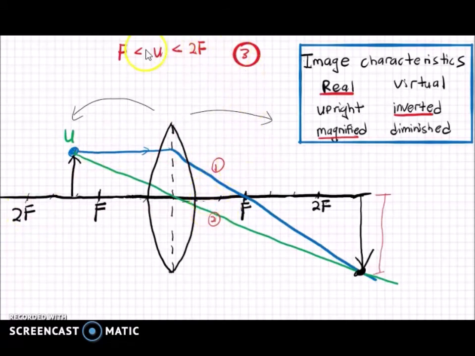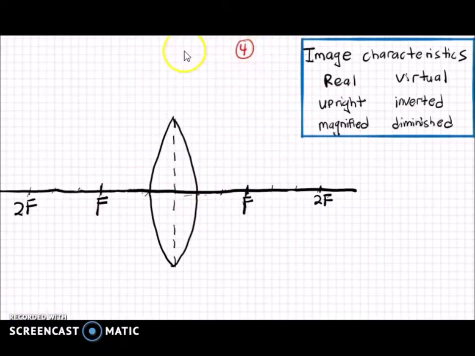Next we are going to the fourth position. This is the fourth object location, where the object position equals 2F. So it's exactly, let's say I just put it exactly here. This is the object, so I'm going to draw the same line over here. Going straight, hitting exactly at the center, and then I'm going to draw a straight line toward the F.